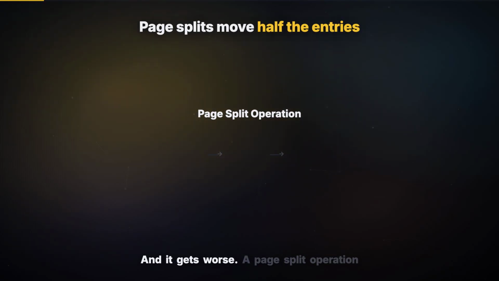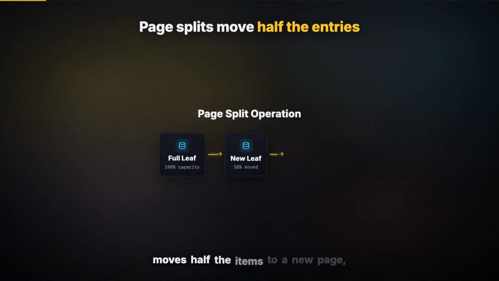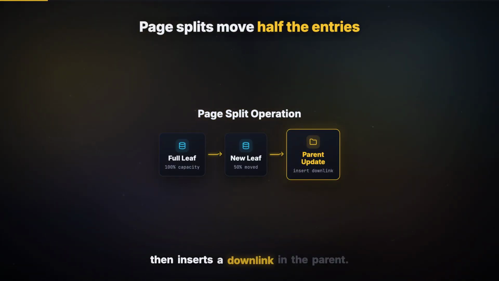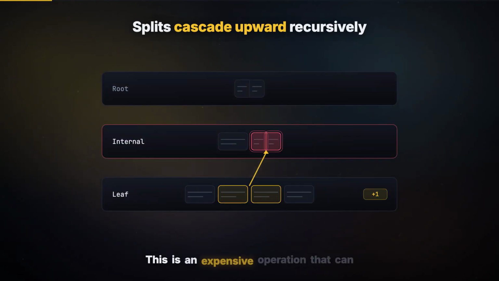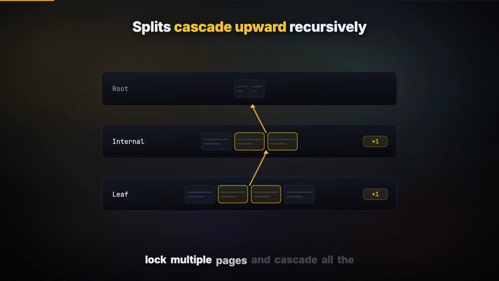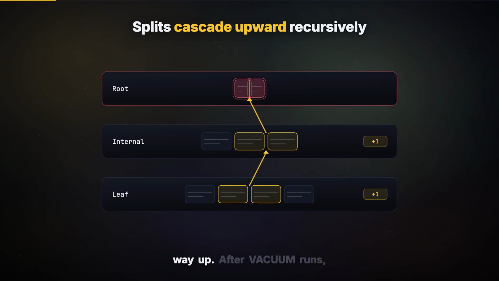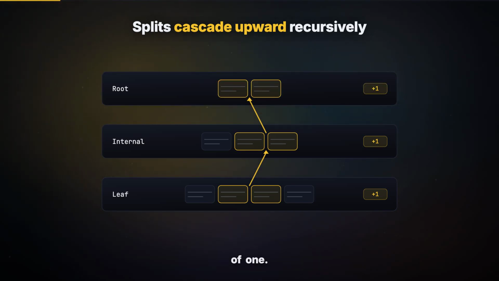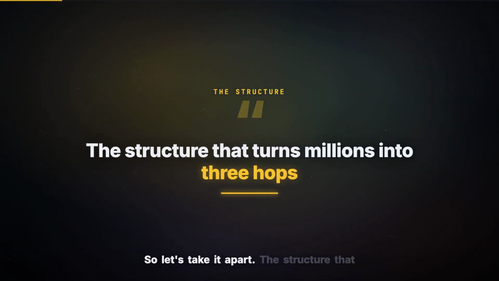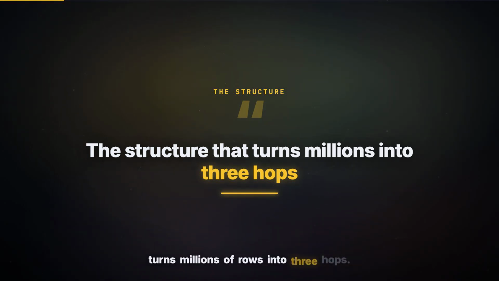And it gets worse. A page split operation moves half the items to a new page, then inserts a downlink in the parent. If the parent is full, it splits too. This is an expensive operation that can lock multiple pages and cascade all the way up. After vacuum runs, you end up with 2 bloated pages instead of 1. So let's take it apart. The structure that turns millions of rows into 3 hops.